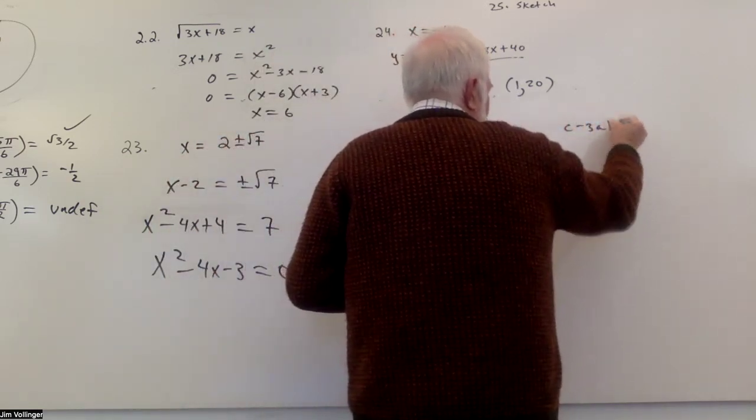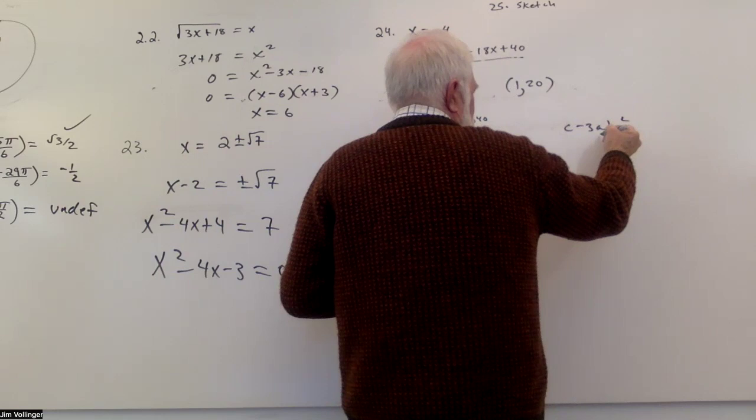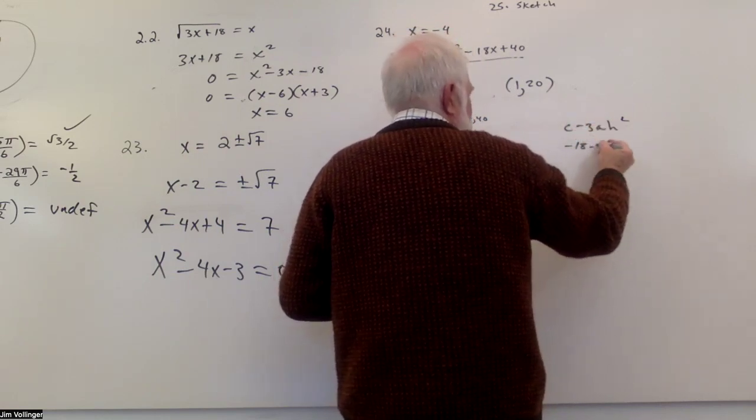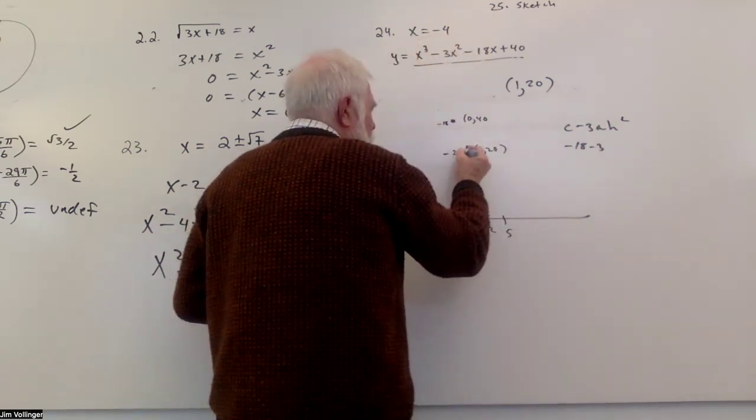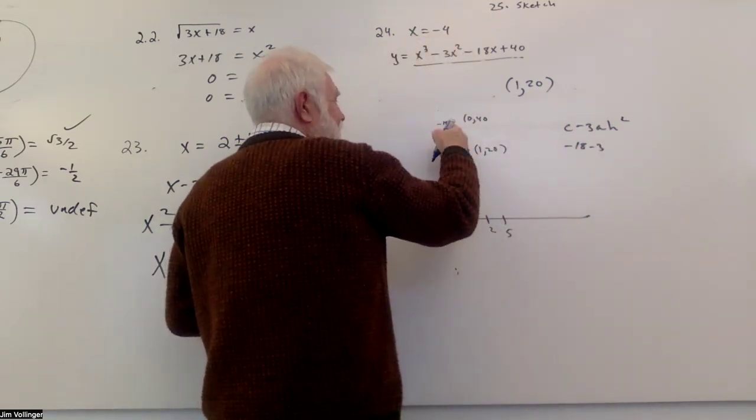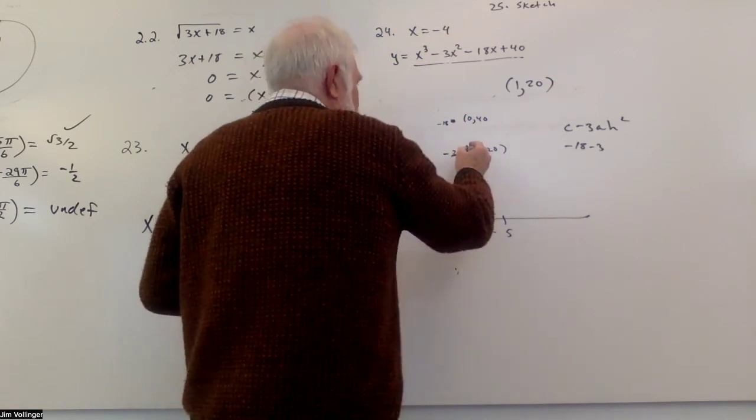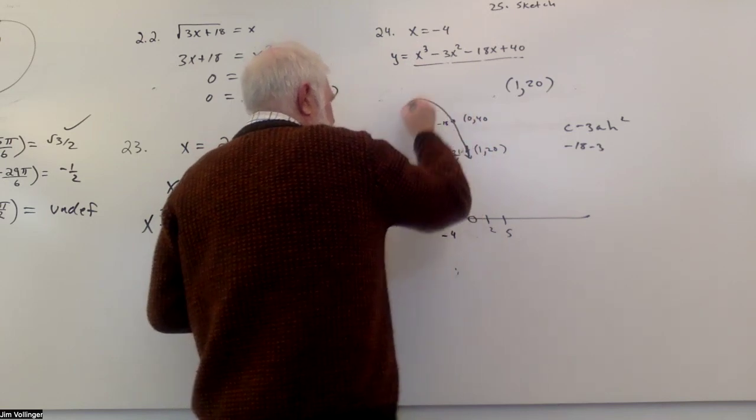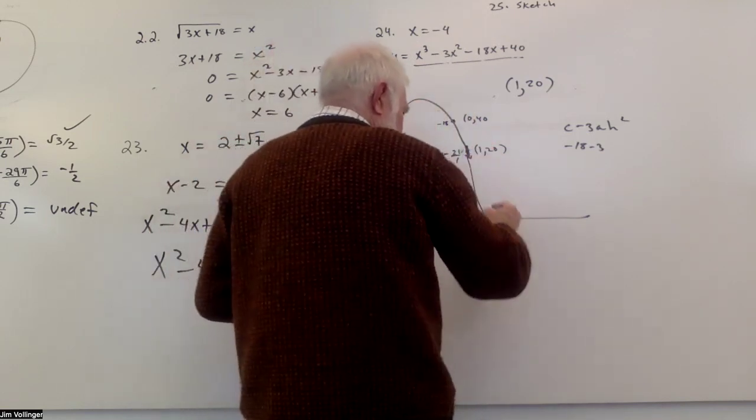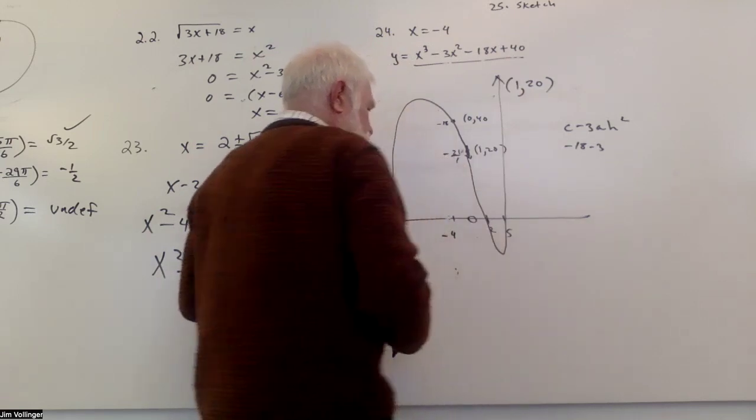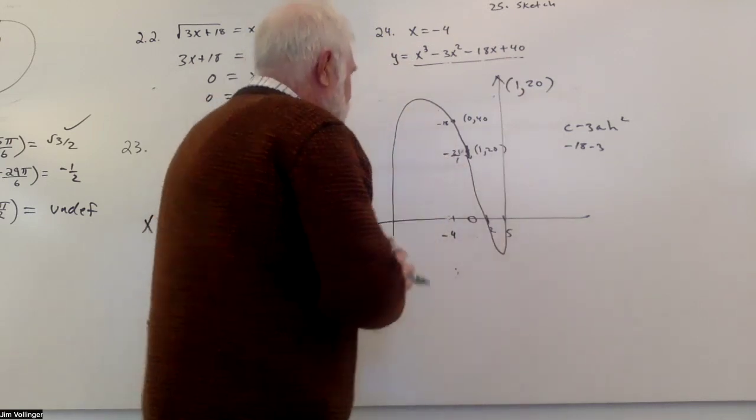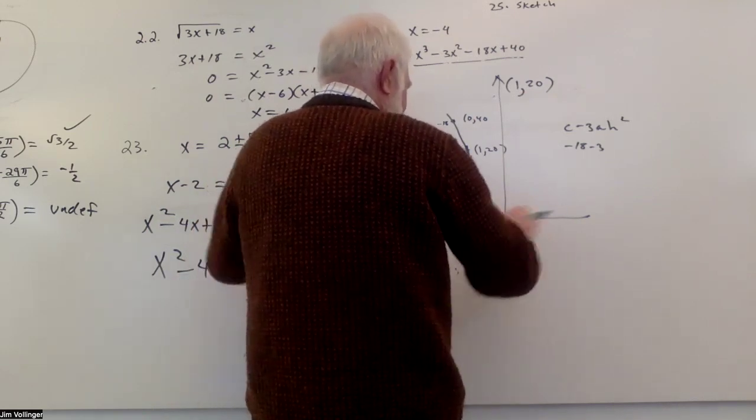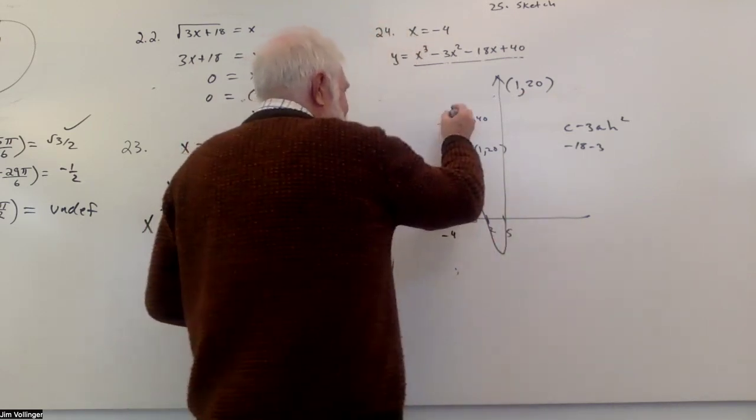C minus 3a h squared, h is 1, a is 1, c is minus 18, minus 3. I'm actually going down at 21 to 1 right there, 18 to 1 there. And that's 3 units of change in 20. So it's going to look something like this. Oh boy, did I miss this. I needed to be further apart. Let's just do this.